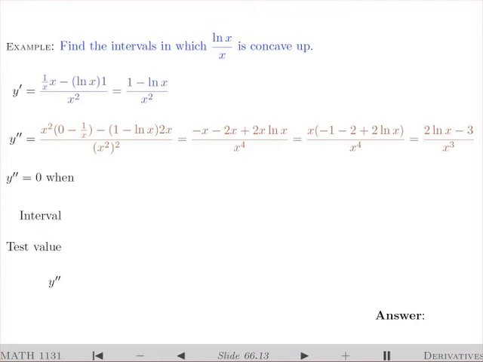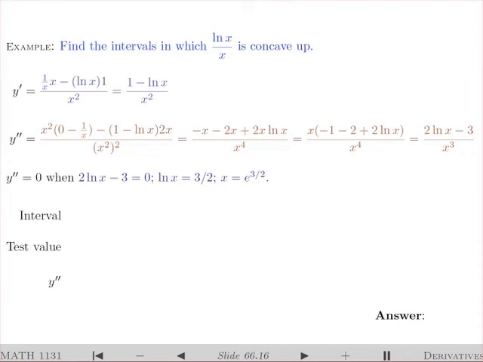This is 0 when 2 ln x equals 3, and I have to solve that. So ln x is 3 halves, and we take exponentials to get x by itself. So to get rid of ln, you take the exponential. To put it in somewhat incorrect but more understandable terms, take ln to the other side, it becomes an exponential. So I get x equals e to the power 3 halves.